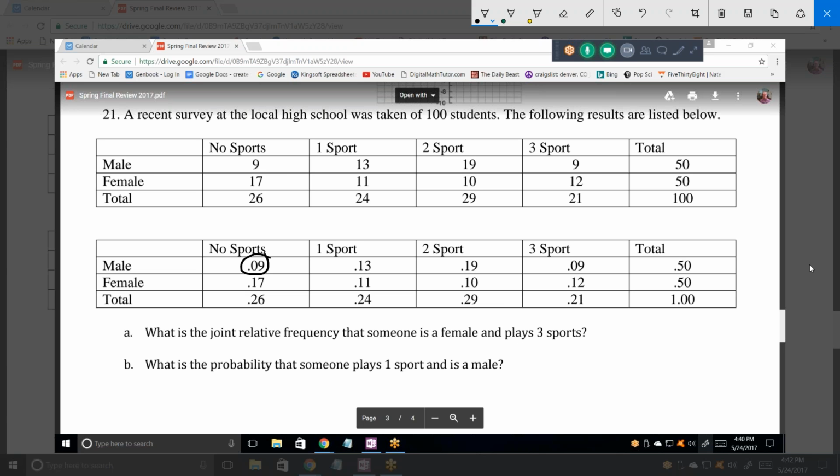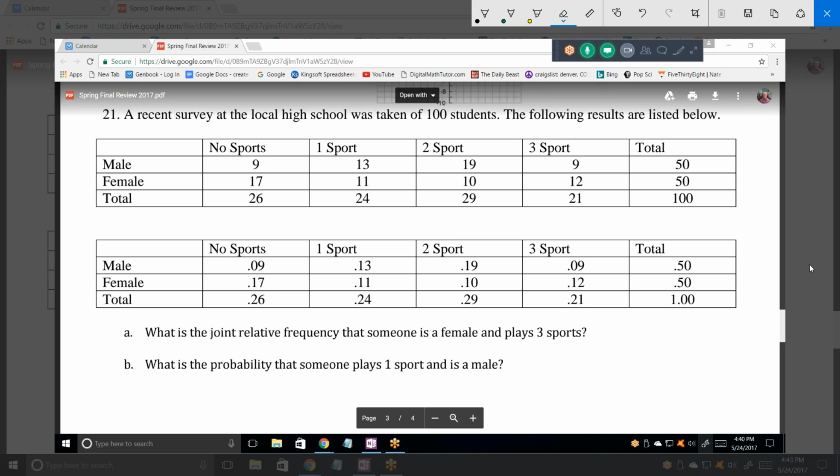In other words, this table comes from this table, taking every cell and dividing it by 100. And you're dividing it by 100 because that number is 100. You don't always divide it by 100. You always divide it by whatever that number is. And that's how you get the relative frequency in any given cell. So they got the second table from the first table.